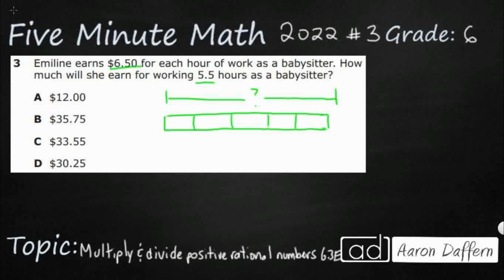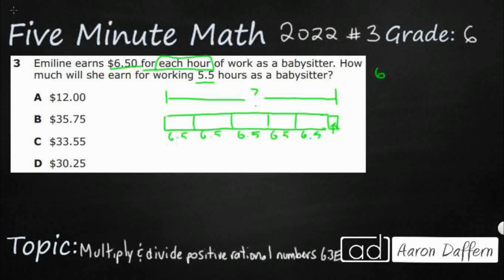So here's my 5 full hours, and then she's got a little bit of a 0.5, which is half an hour, right? So you get your 6.5, your 6.5, 6.5 in each of these, and then whatever half of 6.5 is, it's going to go in that little guy right there. So we could do repeated addition, but we still have to figure out what half of 6.5 is. Honestly, the simplest way is to set this up as a multiplication problem, because if we're looking for each hour, that gives me a hint that we are dealing with multiplication.